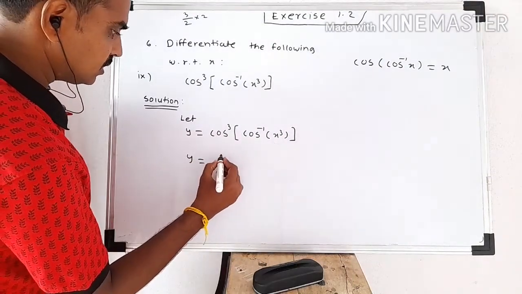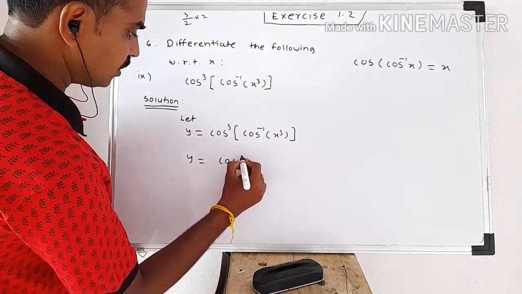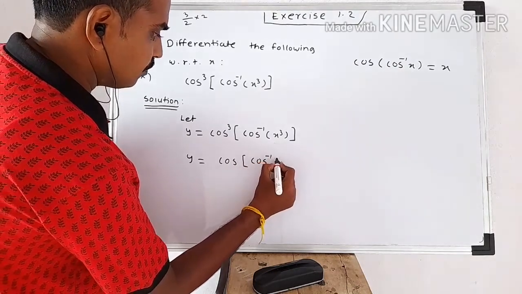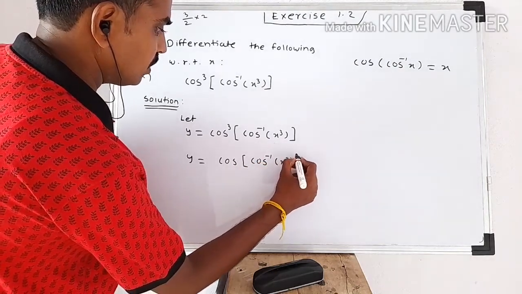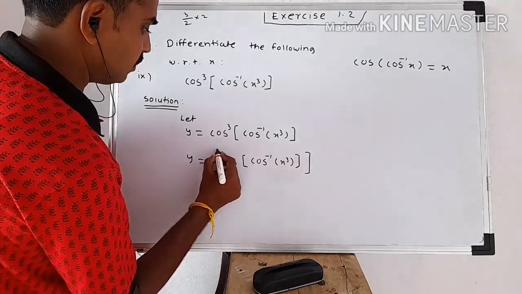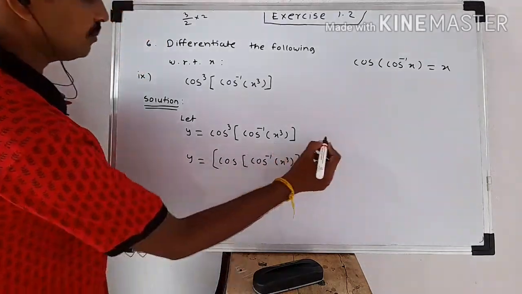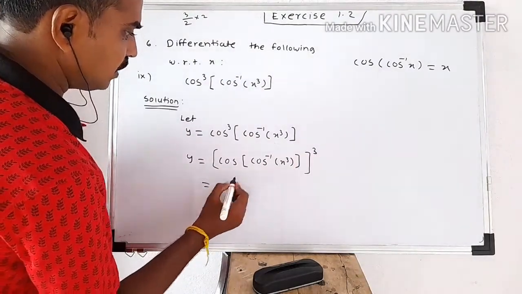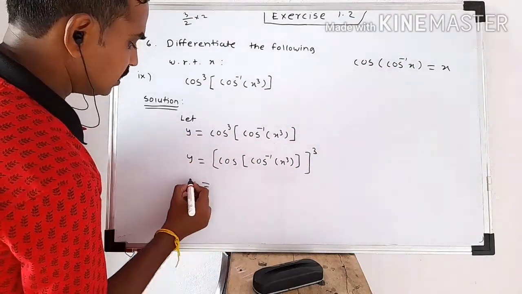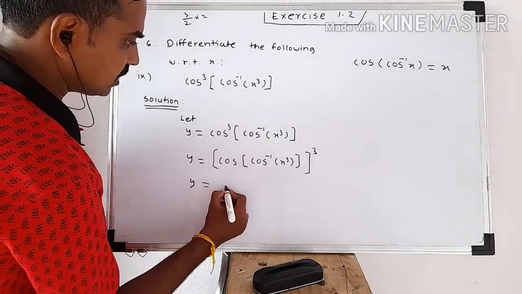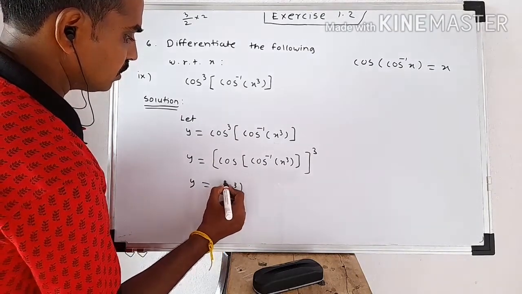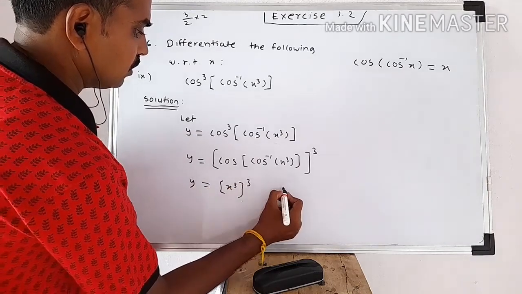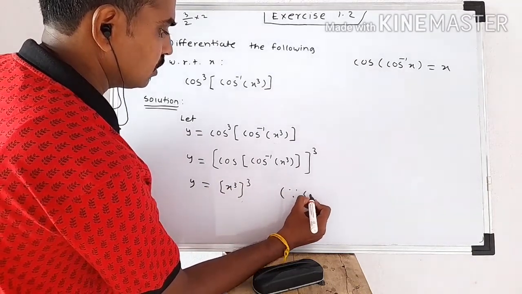We will rearrange this term. The power of cosine is 3, therefore we write a single power to the whole expression. The power of cosine is 3. Now by using this formula, this expression will be simplified as x cube raised to 3.